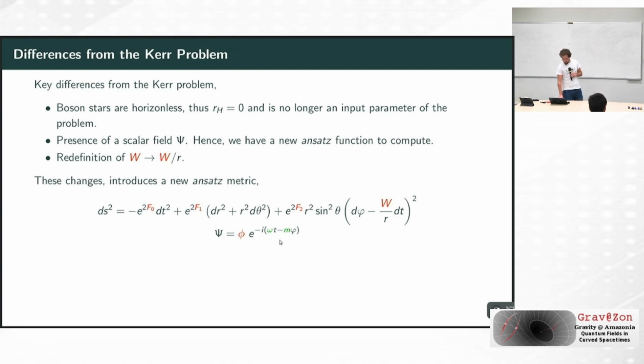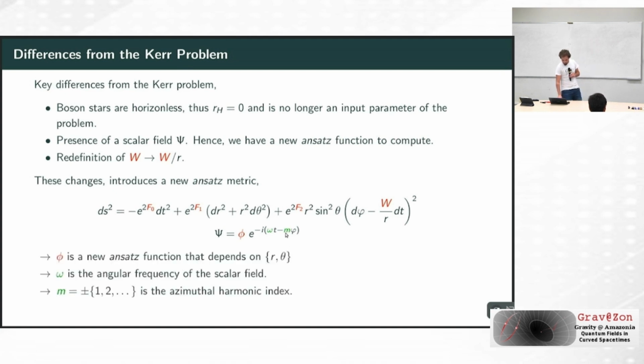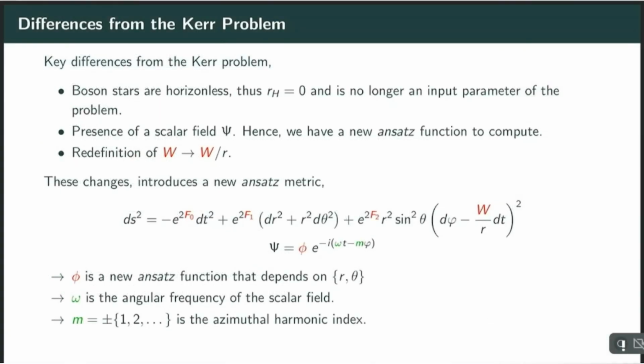With this, there are 2 new input parameters, which are omega and m. Omega is the angular frequency of the scalar field, which will be an input parameter that you can change. And there is also this m, which is the azimuthal harmonic index. And here, this only takes integer values.